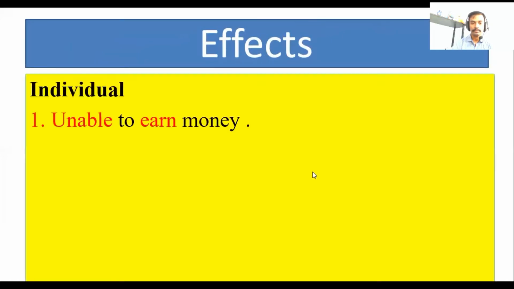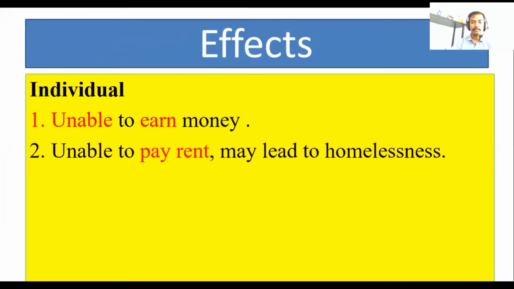Then effects of unemployment. Individual effect: unable to earn. There is no job, there is no money. Unable to pay rent. If there is no money, we cannot pay rent. Then increased malnutrition. There is no money, there is no food, so people may suffer from poverty, which causes malnutrition.